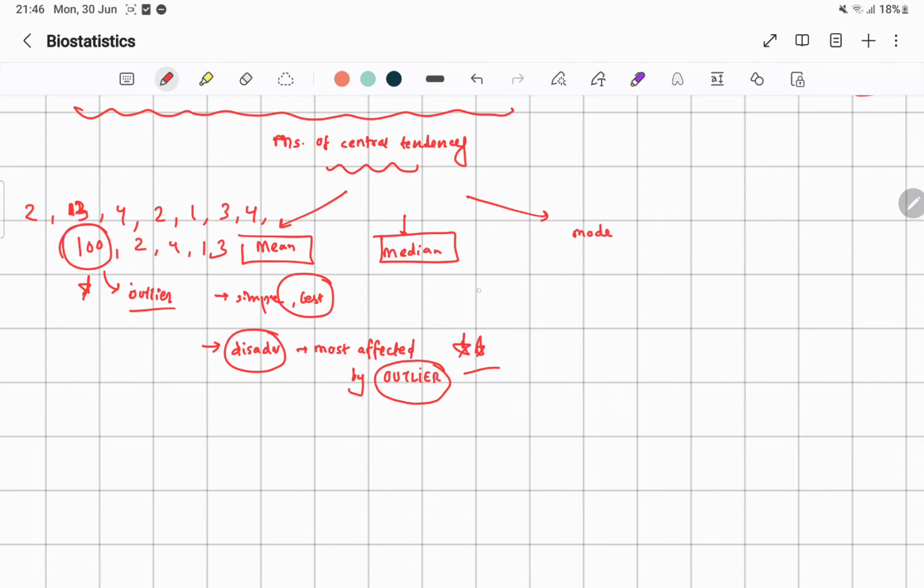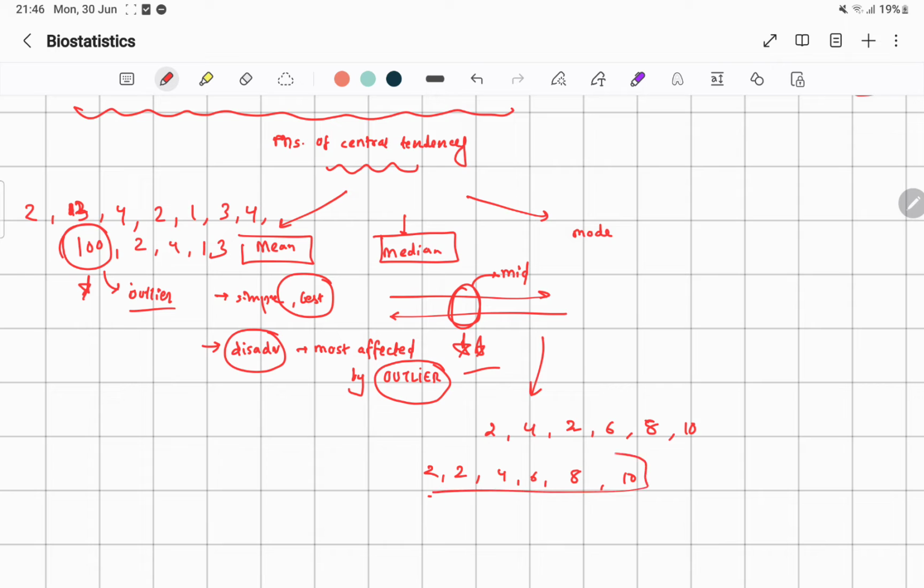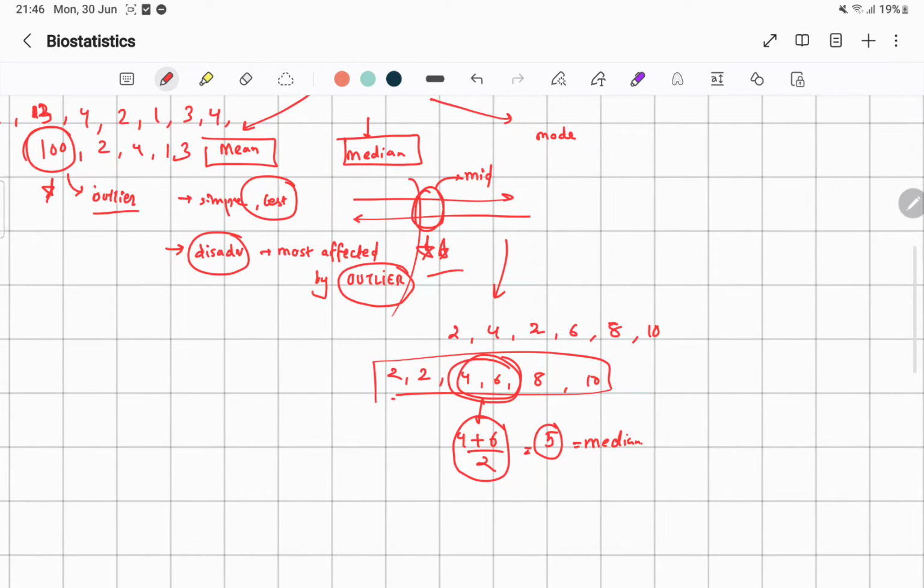Let's talk about median. Median is when you arrange data in ascending or descending order and take the middle value. If the data has an even number of values, let's say 2, 4, 2, 6, 8, 10, you arrange it like 2, 2, 4, 6, 8, 10. Which is the middle value? There is no middle value here, so you take 4 plus 6 divided by 2, which is 5. 5 is the median. And remember, median is the least affected by extreme values.